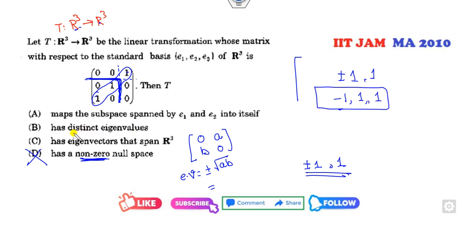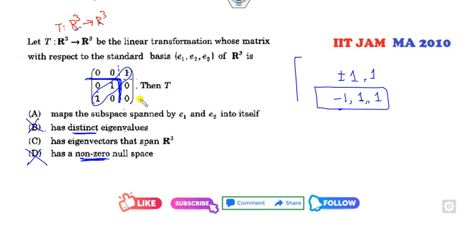Fine. So does it have distinct eigenvalues? You can see, is it a distinct eigenvalue? No, because it has two same eigenvalues as well. It maps the subspace spanned by E1 and E2 to itself. What is the meaning of E1 and E2? That means first and second. Fine. How can you prove that? Span of E1 and E2 means x, y, 0. That's the meaning of this.